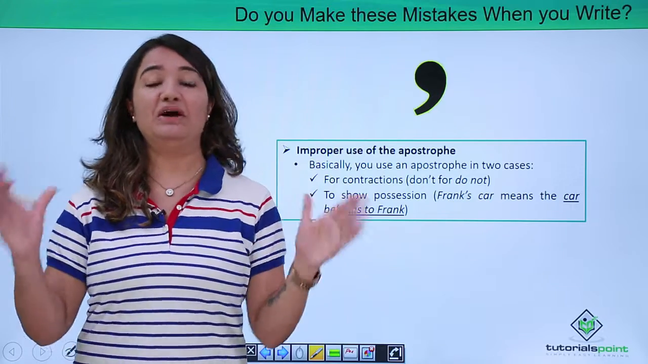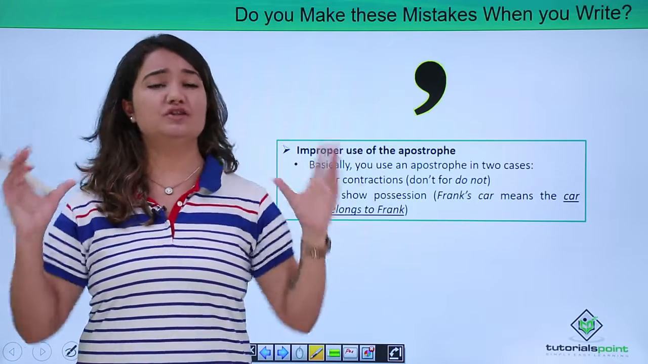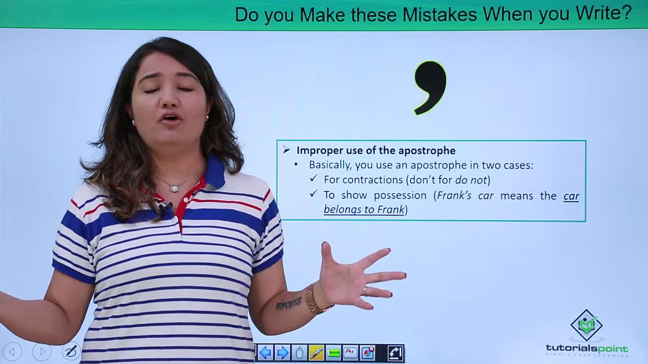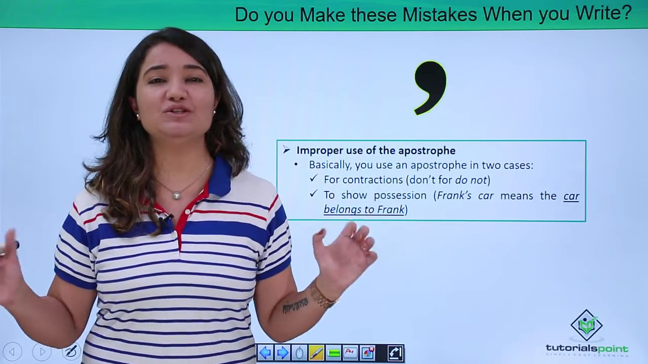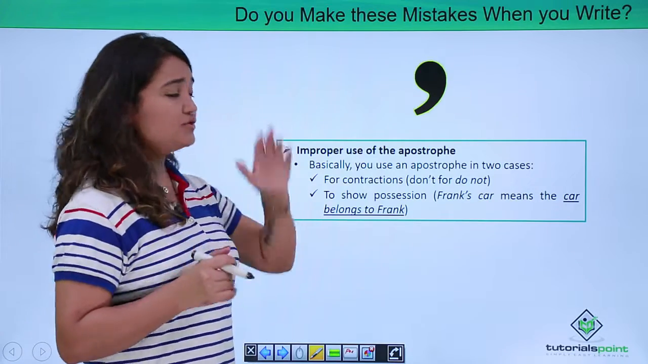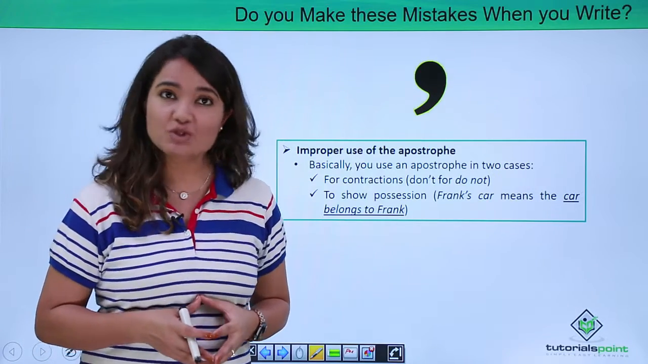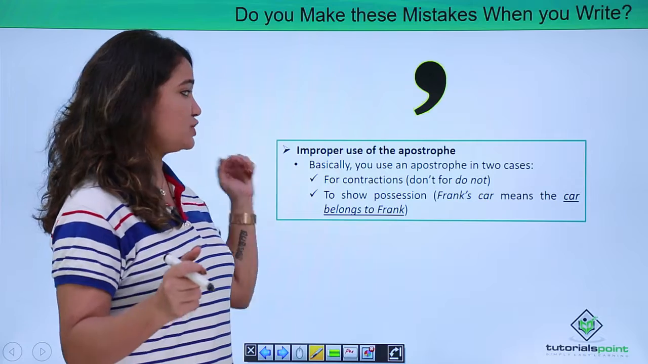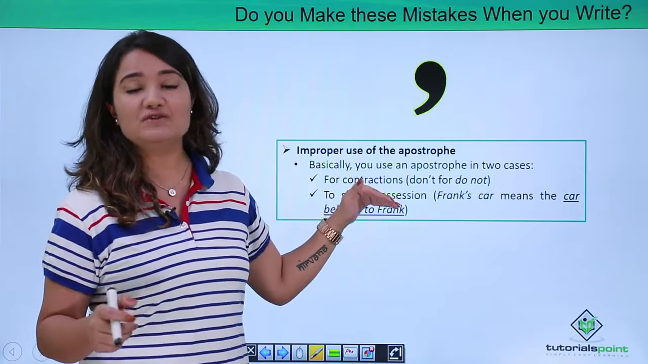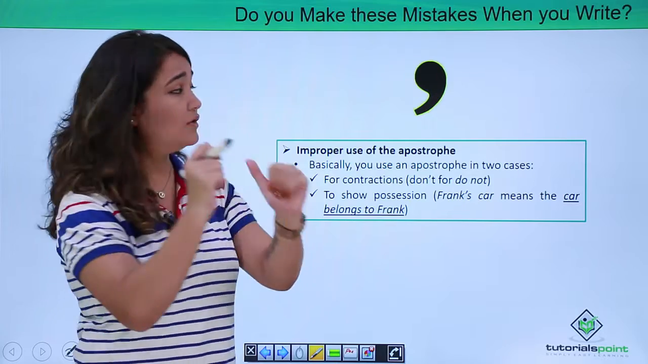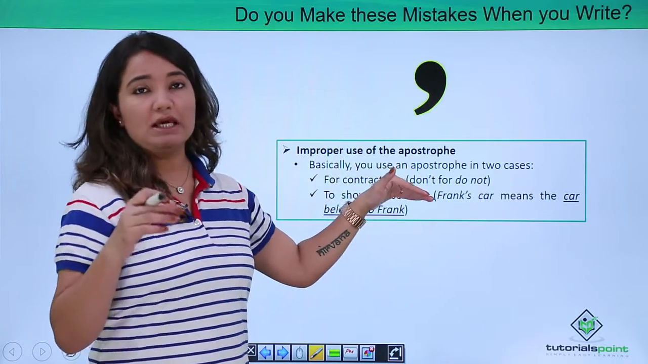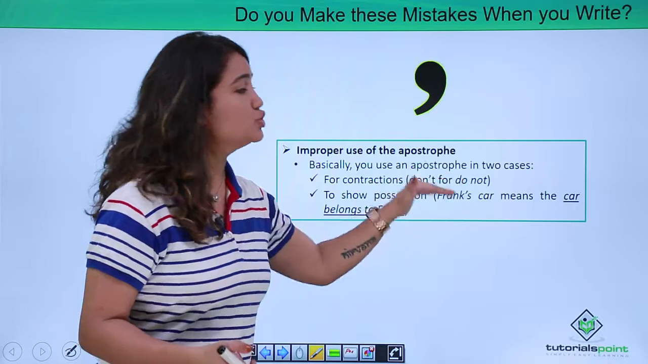Apostrophe, yes, another area of huge confusion, another area where people are not sure where to use apostrophes. Well, apostrophes are actually used in just two situations. One is for contractions. A contraction is two words joined together to form one word. For example, don't is a contraction for do not.